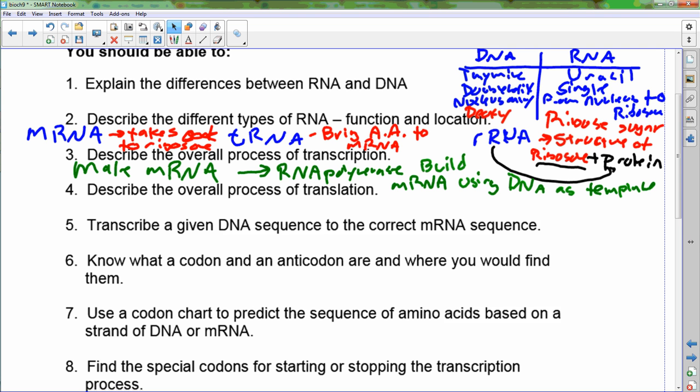But the whole point of translation is to, well, let's see, read messenger RNA to make protein.